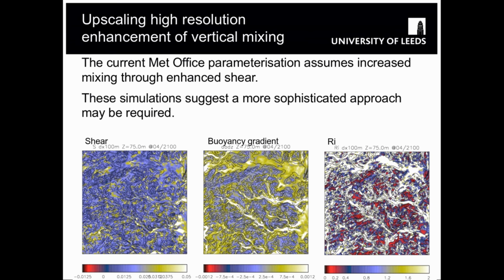So we looked at the various things that go into this, particularly the shear but also the buoyancy gradients, and this Richardson number, which is a diagnostic that gives us a measure of the mixing we would expect. And it turned out these simulations suggest that actually the current simple parameterization may not be a particularly adequate representation of the enhanced mixing due to these cold pools and drainage flows. We might need a more sophisticated approach in future.